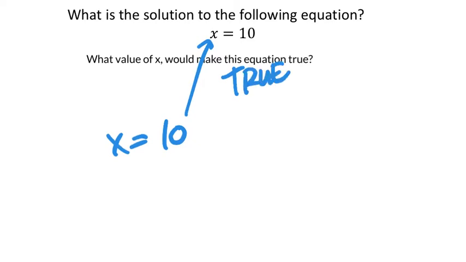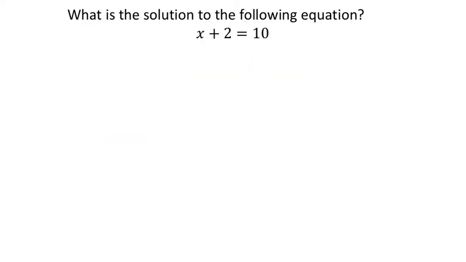But again, I'm pointing this out. If you replaced x here with anything but 10, then you get a false statement. You could replace it with negative 10 even. It would look very similar, almost the same, but it would still be a false statement. That's the important part. There's lots of values of x that would make this false, but only one that will make it true. So here's our next one.